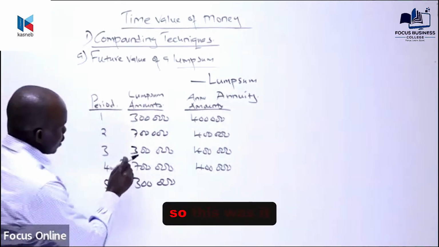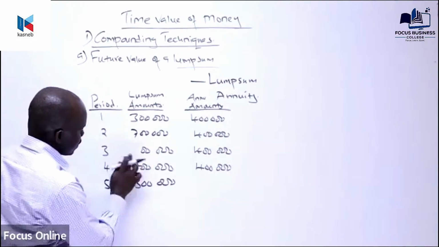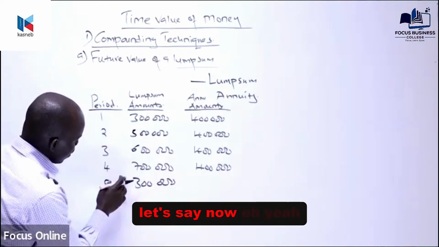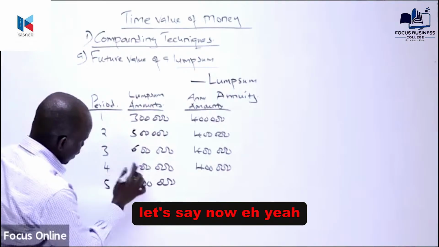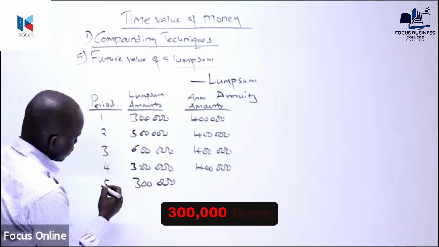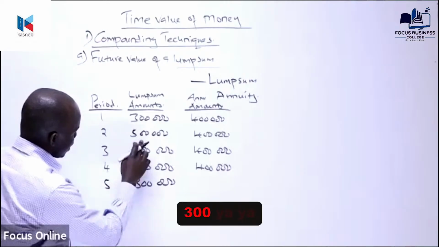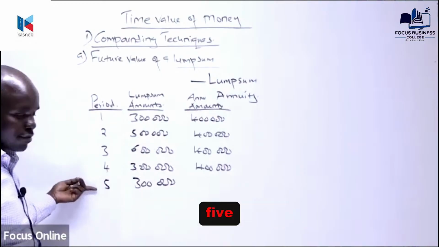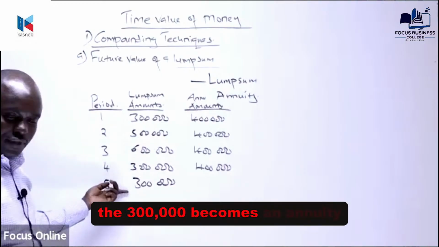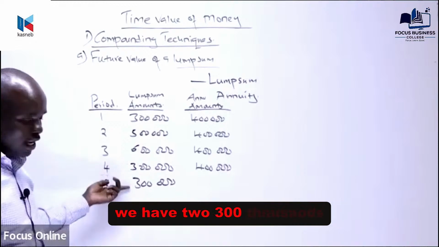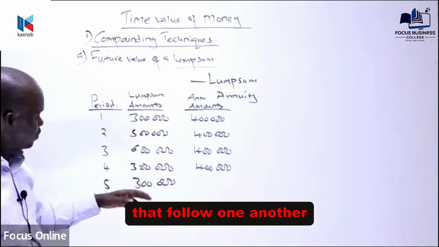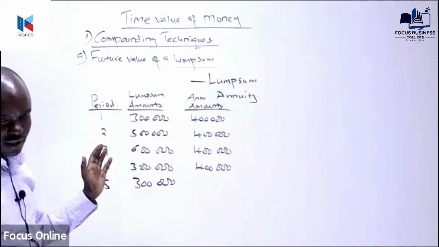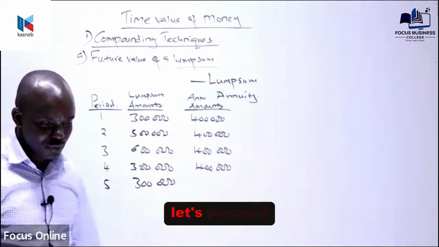Again, so this was 6. Let's say this was 500. Let's say now 300,000 there. Let's say 300,000 here. So in year 4 and year 5, the 300,000 becomes an annuity. We have two 300,000s that follow one another. So they are annuities. I want to believe that is clear. That's okay? Okay, fine, let's proceed.